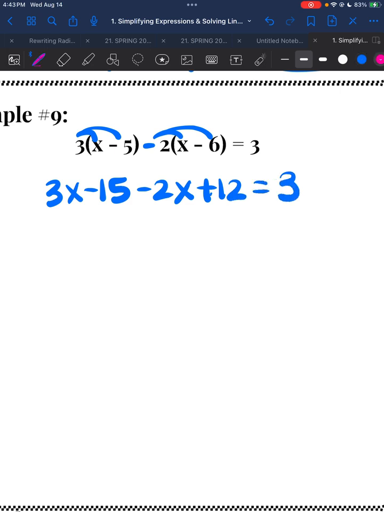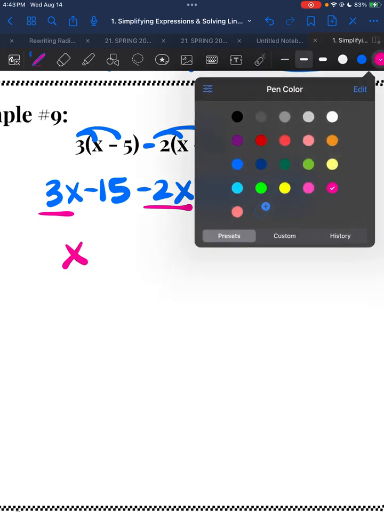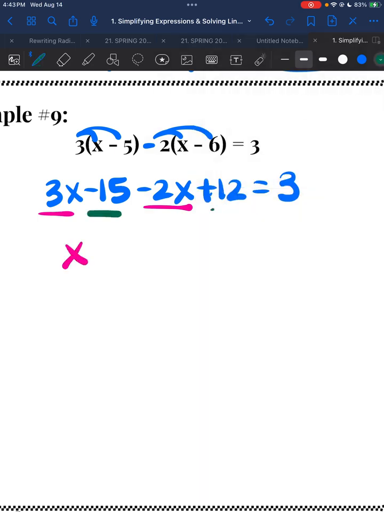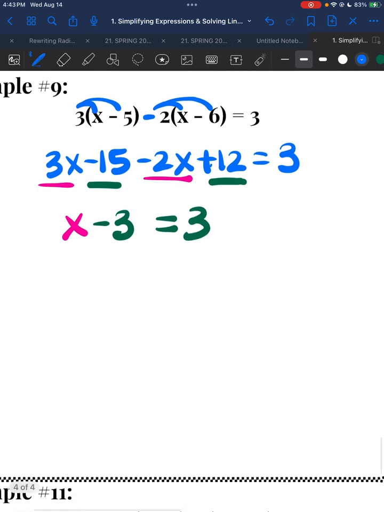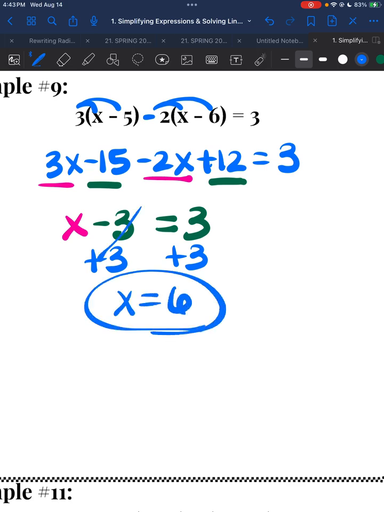We combine like terms, so on the left, I can combine these two. 3x minus 2x is 1x. And then I can also combine these two. Negative 15 plus 12 is negative 3 equals positive 3. Last step is add 3. And the final answer is 6.